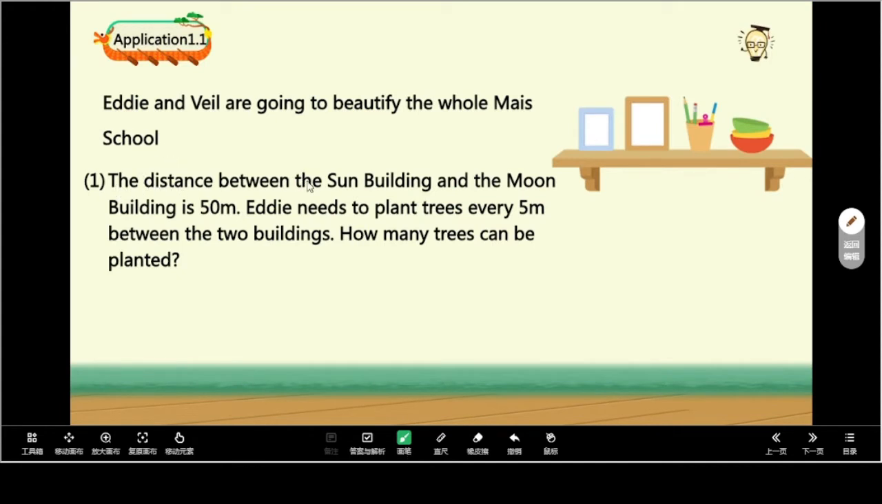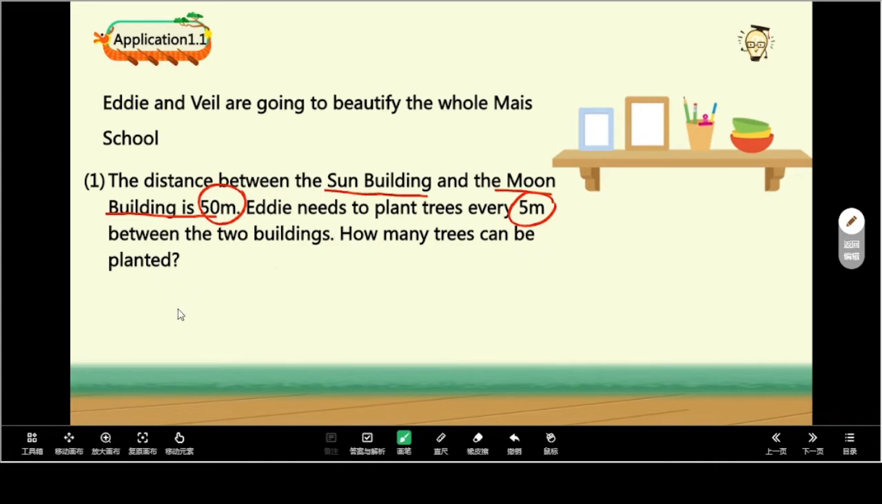The distance between the sun building and the moon building is 50 meters. Eddie needs to plant trees every 5 meters between the two buildings. So how many trees can be planted?